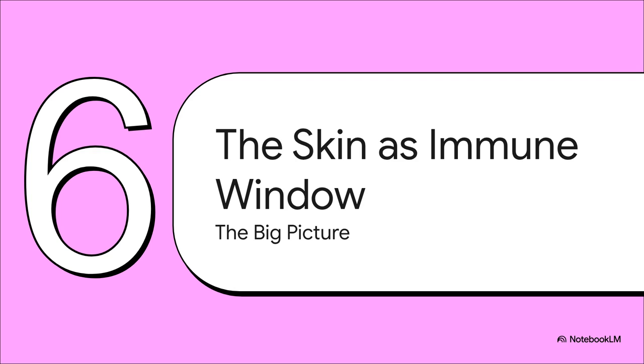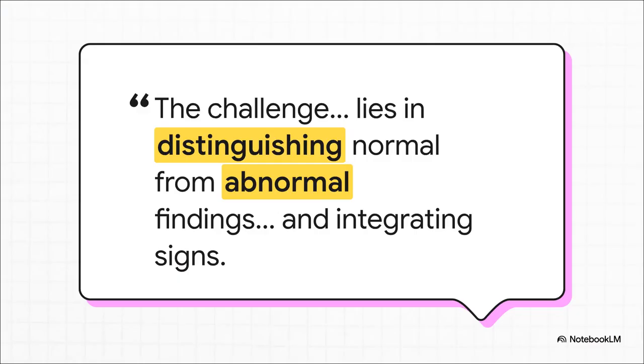Okay, for our last section, let's pull back and look at the really big picture. Because what's happening on the skin is often a reflection of what's happening inside. This is the idea of the skin as a window into the immune system. This quote really brings us full circle, doesn't it? It perfectly sums up the challenge. It's tough. You have to see the subtle differences and then weave all those signs and symptoms into a diagnosis. But hopefully, what we've shown is that if you have a system, if you look at description, then distribution, then pattern, you can absolutely make sense of the chaos.